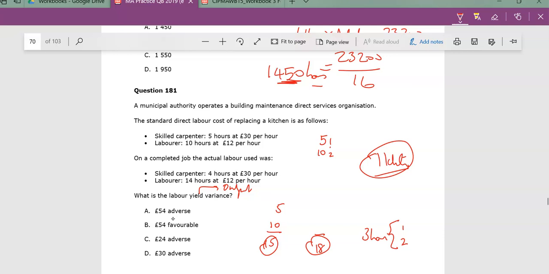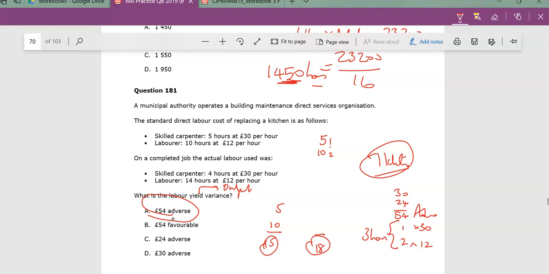Splitting that in the standard ratio of 5 to 10, or 1 to 2, the skilled labor is £30. This is adverse, by the way. You've used more than you should have. We expected you to use 15 hours in total, and you've used 18. And this is times 12. So this is 30, and this is 24, and this is therefore 54 adverse. So the answer is A. Yes, that's the labor yield variance. It's adverse, and that's pretty much it.